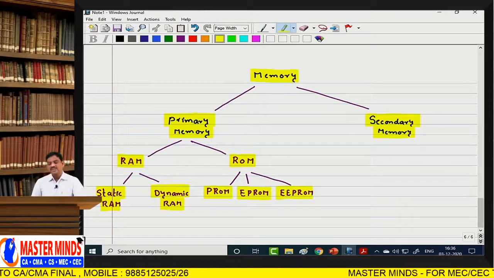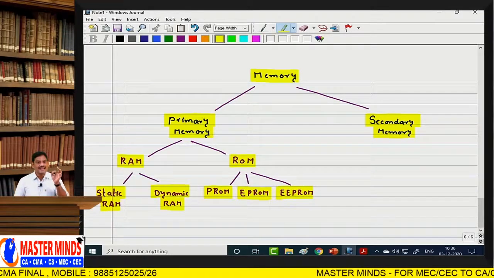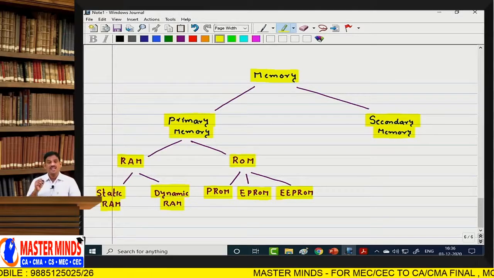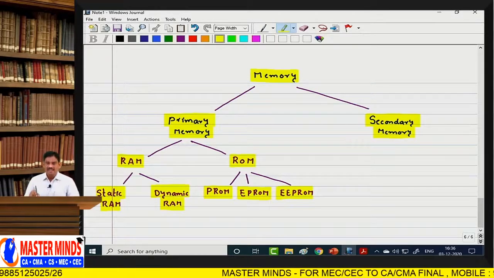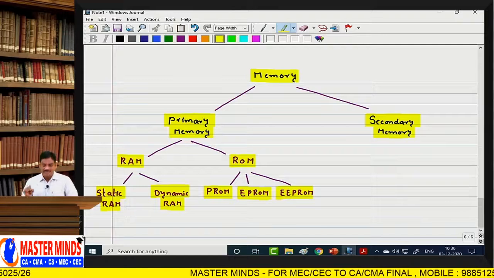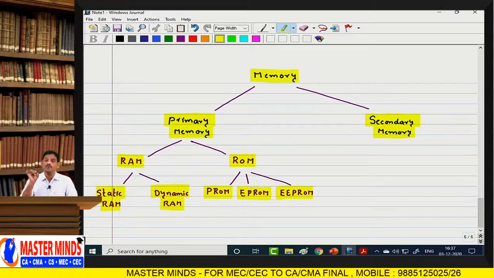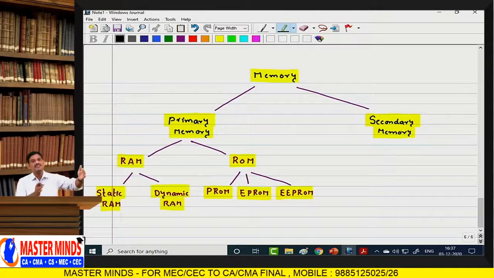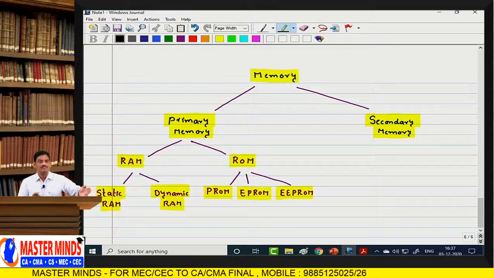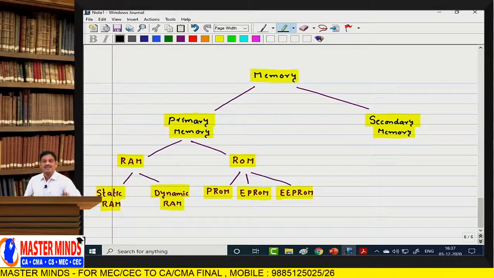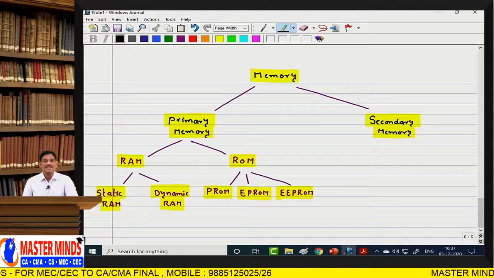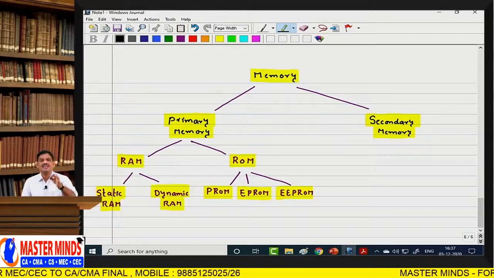Number 1, PROM. P stands for programmable read-only memory. EPROM, erasable programmable read-only memory. EEPROM, electrically erasable programmable read-only memory. This particular part is said to be semiconductor memory because the total memory is made up of semiconductor material.